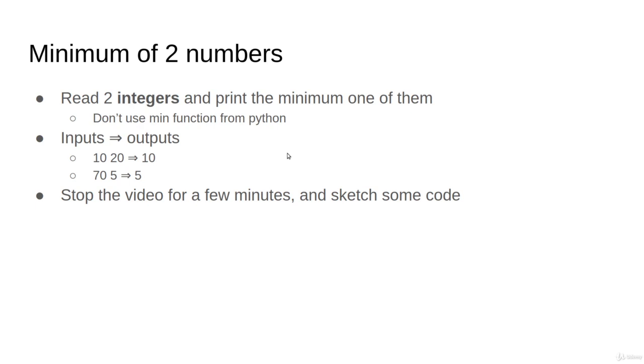Let's go with the second problem. You are to read 2 integers and get the minimum between them. You shouldn't use the min function from Python. Just write your own code. If you have 2 numbers like 10 and 20, your output should be 10, which is the minimum here. But if the input is 70 and 5, your output should be 5, which is the minimum here. Give it a try by yourself first.